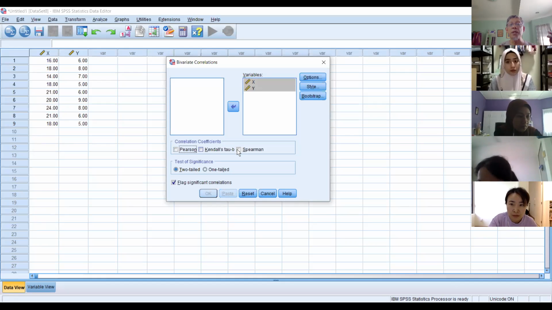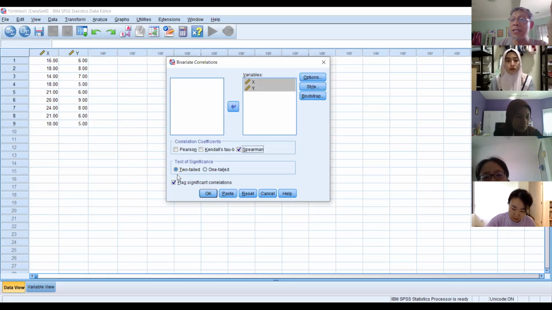So tick on Spearman rule, the last option. That means we can just simply tick. We don't have to do the calculation. Tick option for Spearman rule, Spearman correlation. And then you see here, test of significance, we have the option.